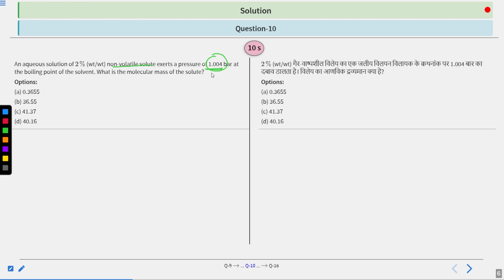How will you calculate? The hint is that since you are adding a non-volatile solute, your vapor pressure is decreasing. How can we know it? At the boiling point, its vapor pressure is not equal to the atmospheric pressure. It is less than that. So you will use the formula related to relative lowering of vapor pressure, and then you can solve it easily. Yeah, this formula is good enough. So your 10 seconds to solve this question starts now.